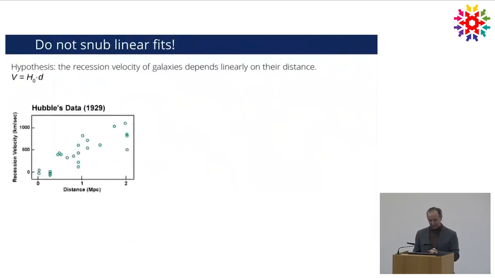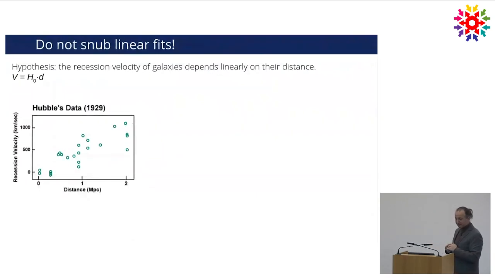The example I like the most is the Hubble fit of distance versus velocity of galaxies. This is the original plot from Hubble in 1929. I hope you know what I'm talking about. The idea is that essentially all galaxies, except those that are very close to us, are going away from us, but the farther they are, the faster they are moving, in a linear way. So there is a proposal of a linear relationship between the velocity and the distance.